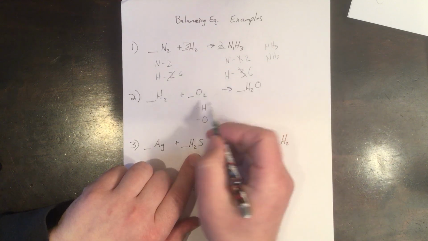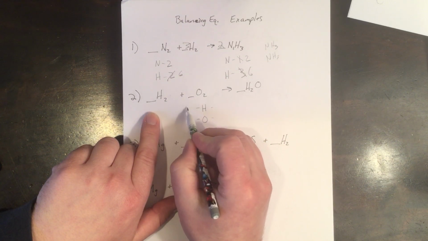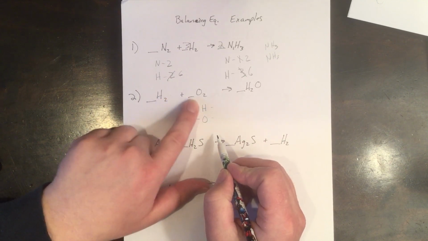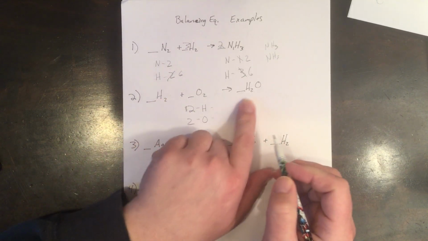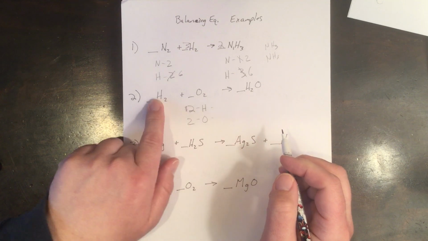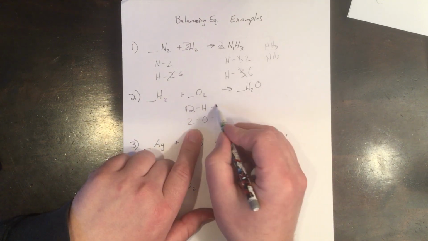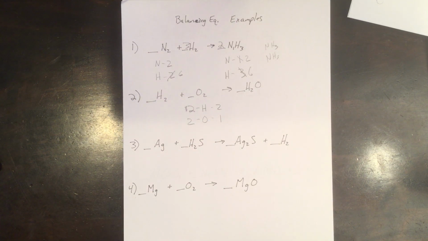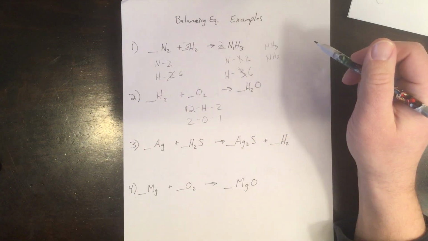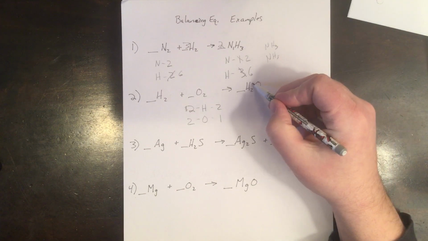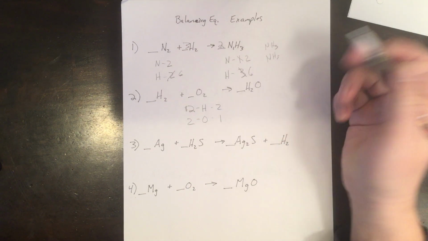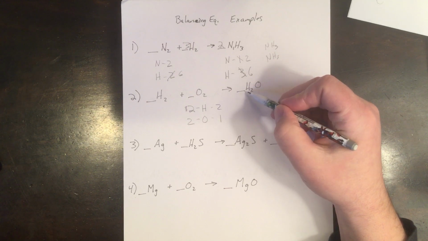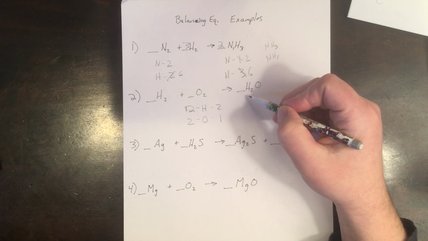Okay. So on the left-hand side we have 2 hydrogens and 2 oxygens. On the right-hand side, we have 2 hydrogens and 1 oxygen. So our hydrogens are balanced, but our oxygens are not. Some students may try to put a 2 in here, but you can't do that. You can only put coefficients in front of the compounds.